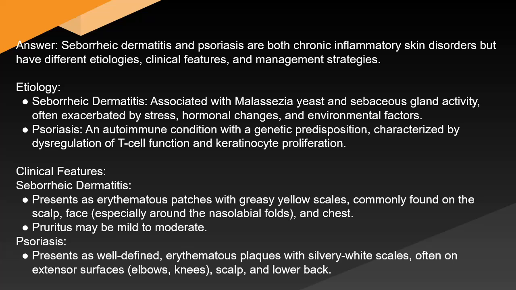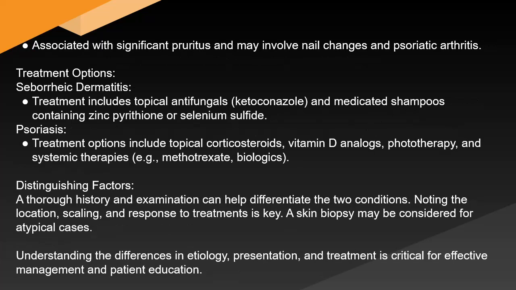Clinical features: seborrheic dermatitis presents as erythematous patches with greasy yellow scales, commonly found on the scalp, face, especially around the nasolabial folds, and chest. Pruritus may be mild to moderate. Psoriasis presents as well-defined, erythematous plaques with silvery white scales, often on extensor surfaces, elbows, knees, scalp, and lower back. Associated with significant pruritus and may involve nail changes and psoriatic arthritis.